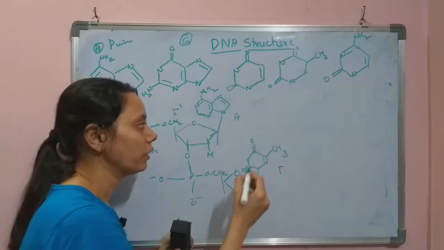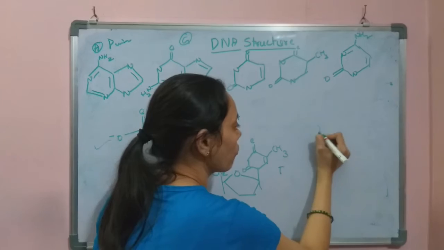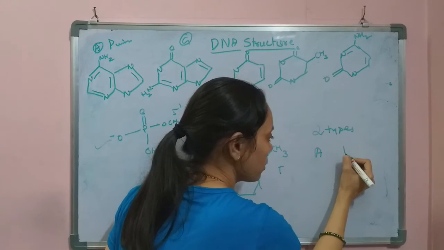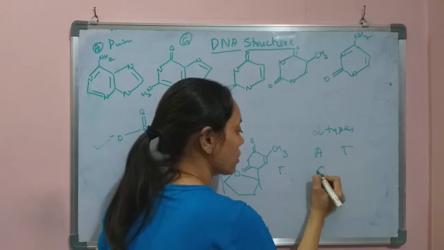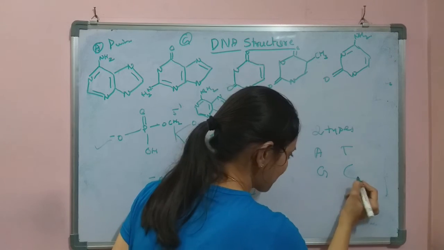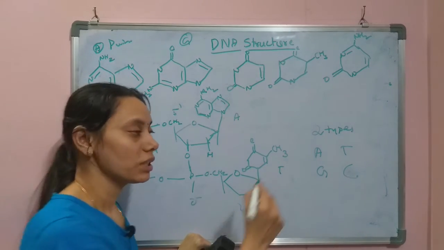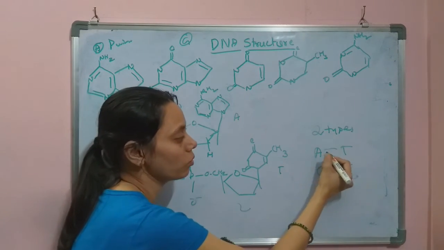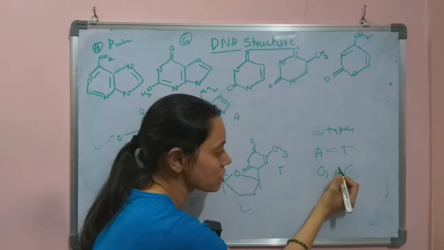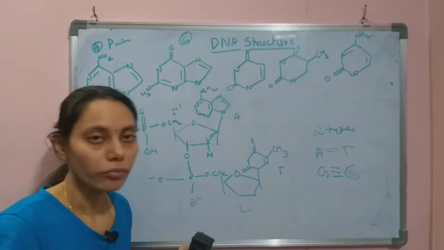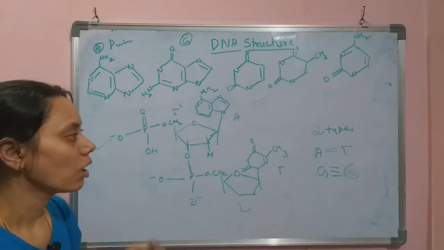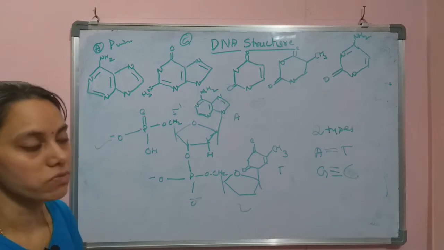hydrogen bonds. So here the hydrogen bonds are of two types, between adenine and thymine, and between guanine and cytosine. So basically between adenine and thymine there are two hydrogen bonds, a double bond will be formed, and between guanine and cytosine three hydrogen bonds, that is a triple bond will be formed. So how will these triple and double bonds be formed?